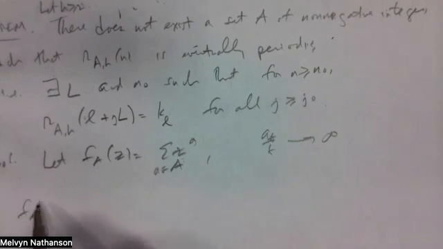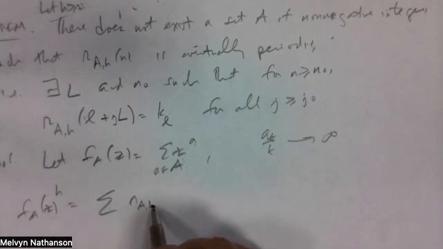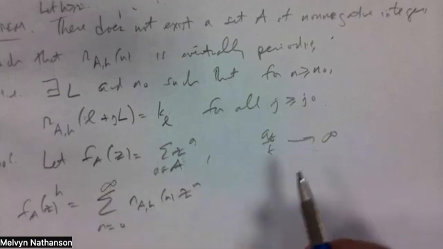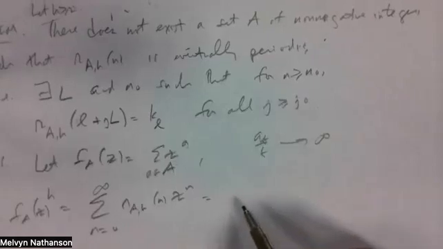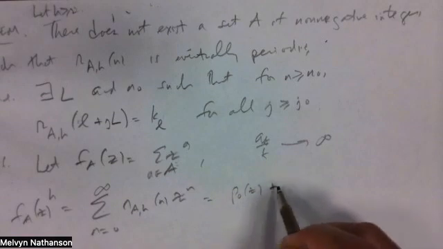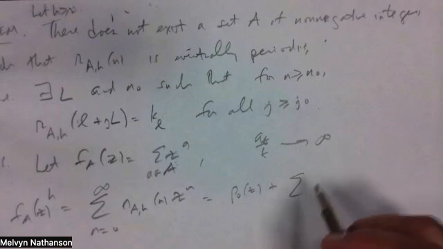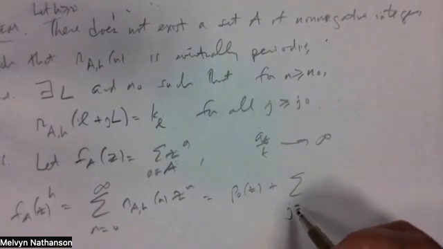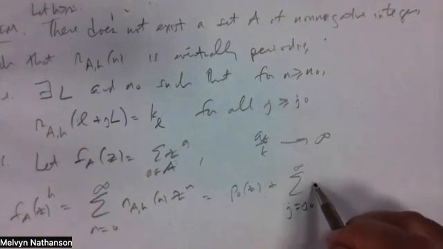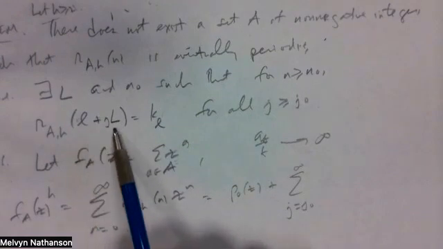But if you take f sub A of z to the h, this is the summation of r sub A h of n, z to the n, n goes from 0 to infinity. So up until you get to some number, you get some polynomial, p0 of z, plus you have a summation, let's say j goes from j naught to infinity. So for an integer that's congruent to little l modulo big L.